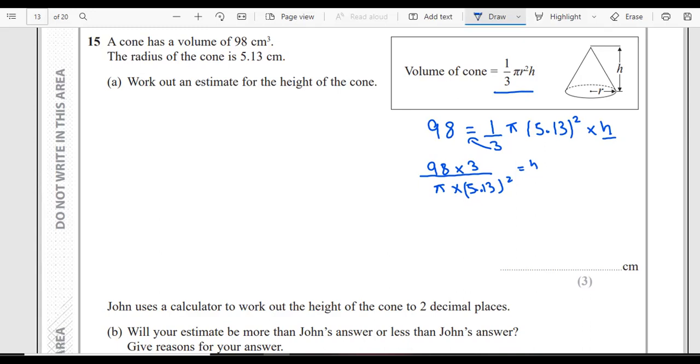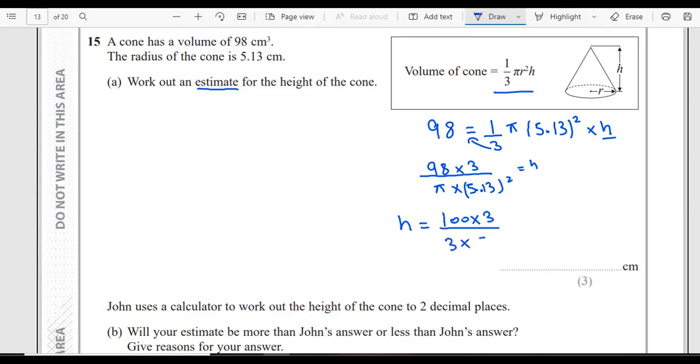Okay, all right, I'll tell you, don't worry. It said work out an estimate. Whenever it says estimate, make things easier for yourself. You do not have to take 98, 5.13 and all that. We'll use estimates for all the h equals. Instead of 98, and pi is 3.14 something, they are saying estimate. So pi would be 3.